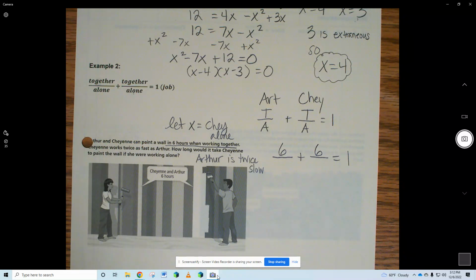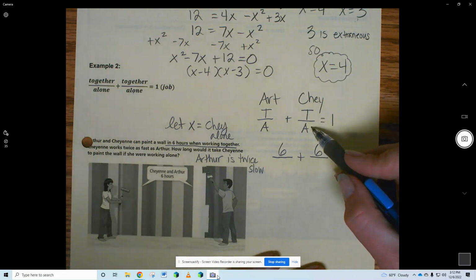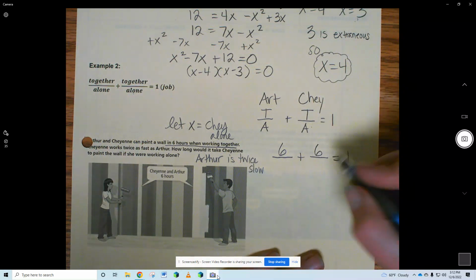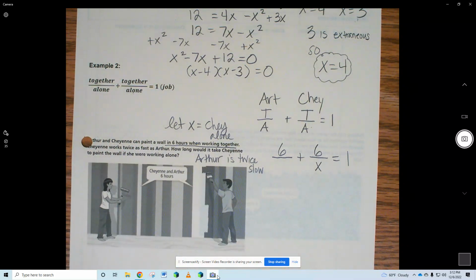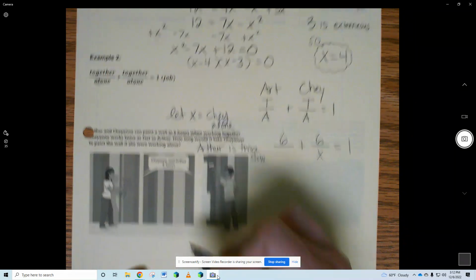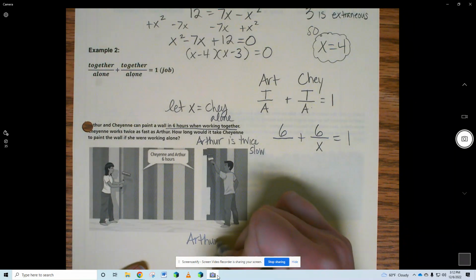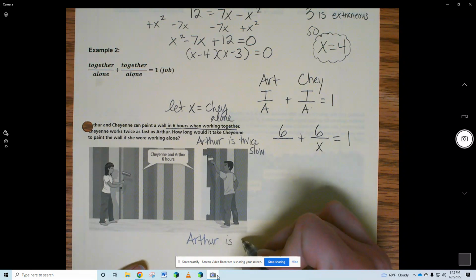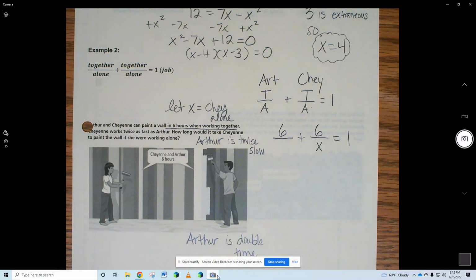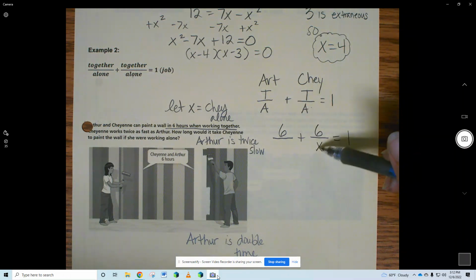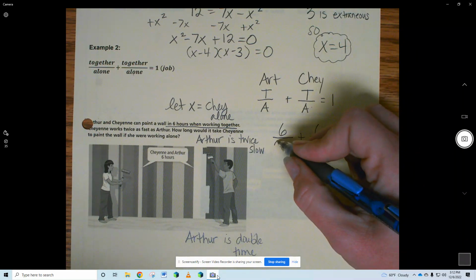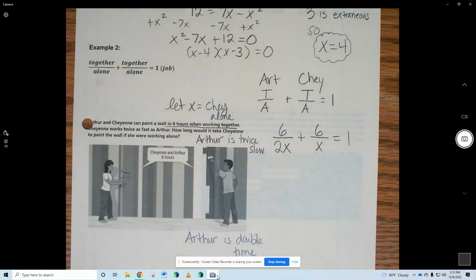But Arthur is twice as slow. Cheyenne is x, Cheyenne alone. The denominator for Cheyenne alone is x. It takes Arthur double the time, right? Poor Arthur, we're really beating up on him. Arthur takes twice as long. If Arthur is double the time, like it takes him a long time, I'm going to put a 2x on Arthur alone.